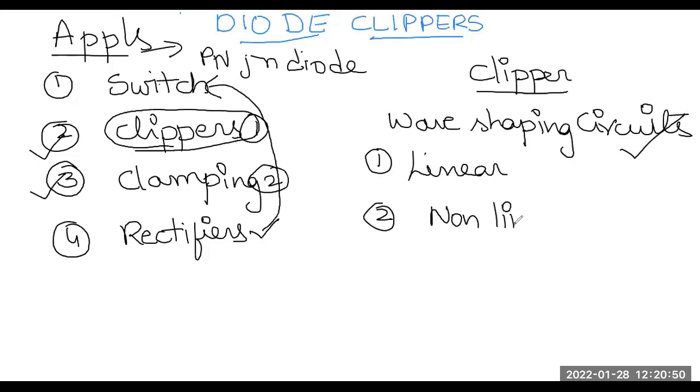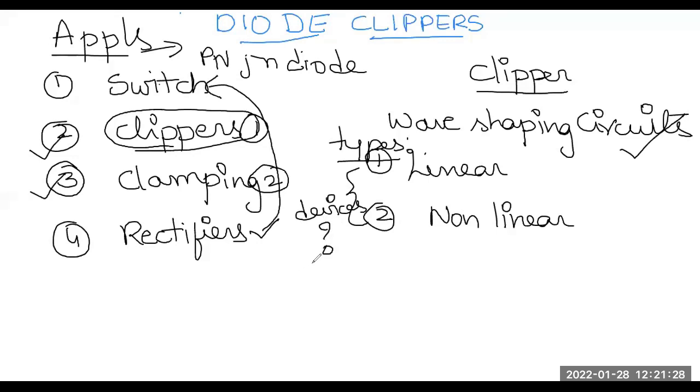Now the question is, on what basis are we defining linear wave shaping circuits and non-linear wave shaping circuits? The difference is based on the type of devices that these circuits are using. If the circuit is using a linear device, it is called a linear wave shaping circuit. If the circuit is using a non-linear device, we call it a non-linear wave shaping circuit. Now, what do I mean by non-linear devices and linear devices?